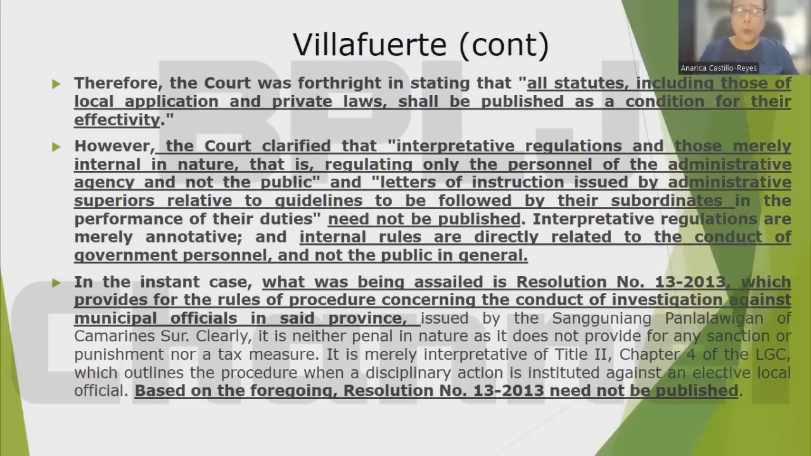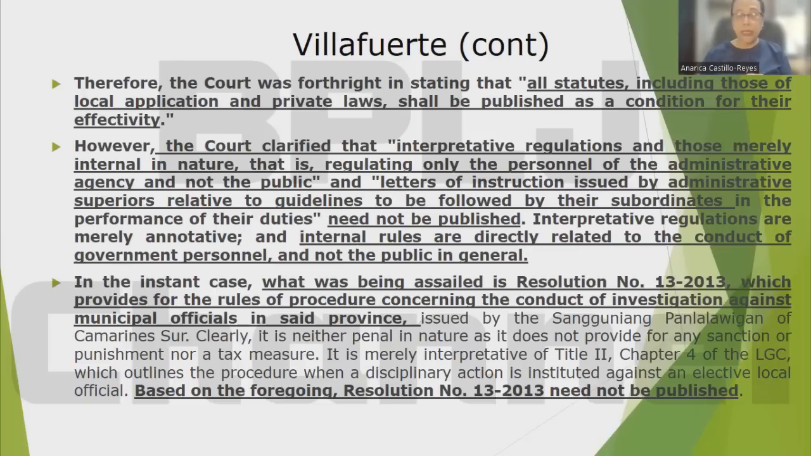So if it refers only to interpretative regulations, which is internal, or is to govern only the personnel of an administrative agency, then there is no requirement for publication. So in those cases, mere posting or dissemination of the said rules to the employees of the agency would be sufficient. So in this case, what was being assailed is Resolution number 13/2013, which provides for the rules of procedure concerning the conduct of investigation against municipal officials in the said province.